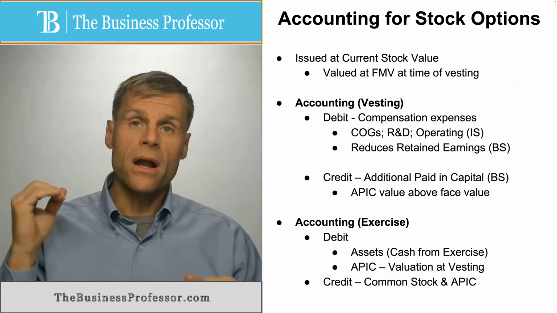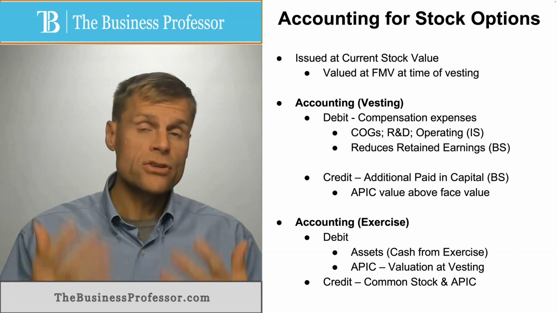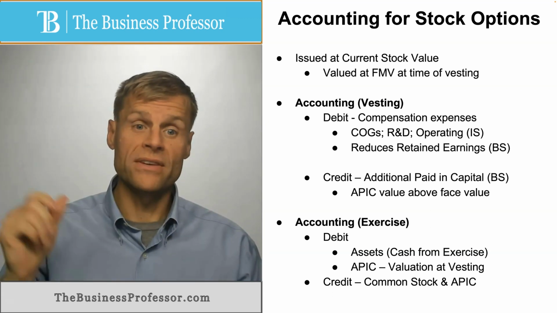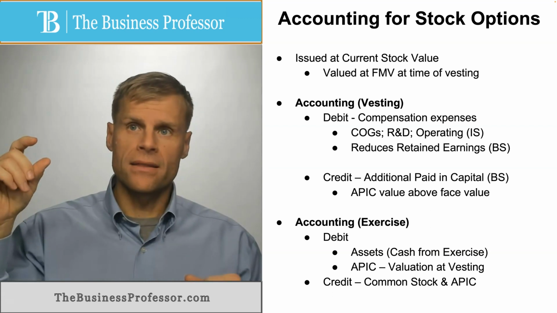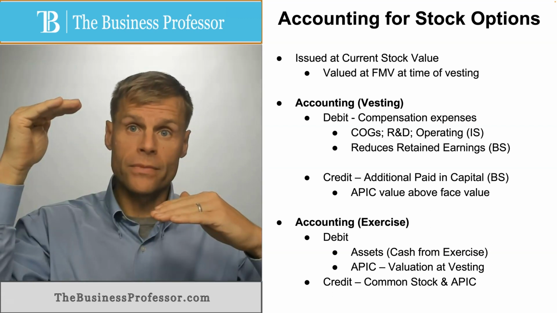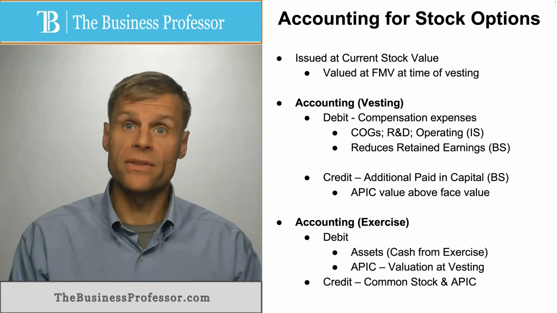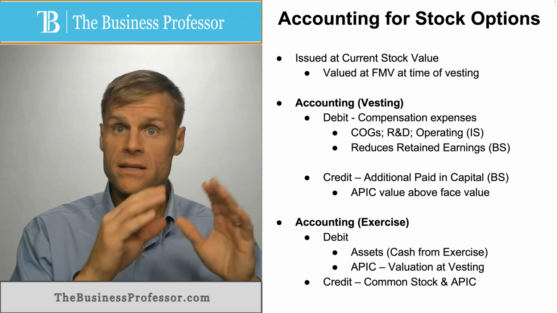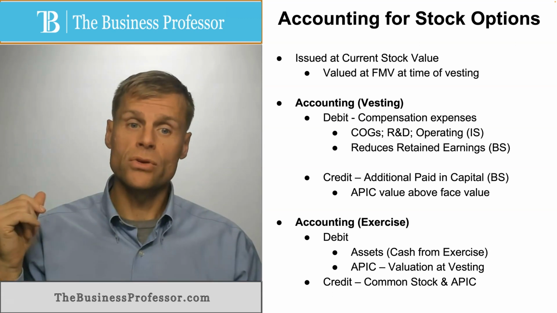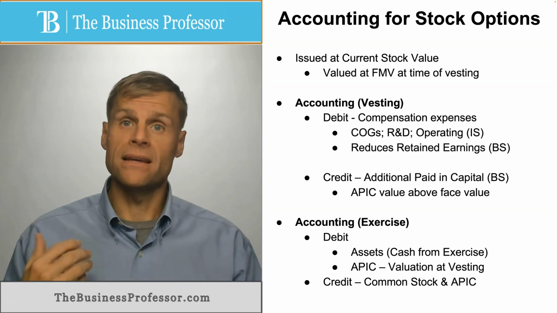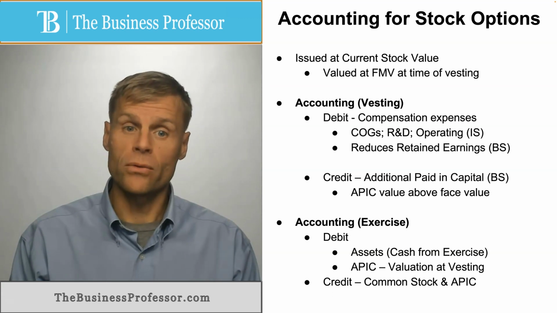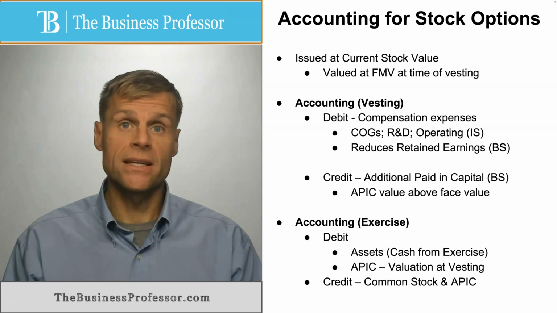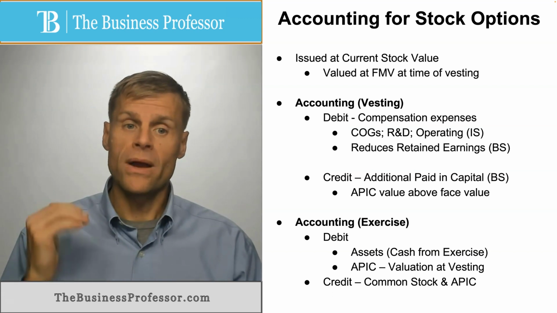Now, because the additional paid-in capital account was credited previously at the additional value of the stock option above the option's strike price, you now have to reverse that. So you would then debit the additional paid-in capital account. Now, because these are two debits, to make the balance sheet balance, you have to add a credit.